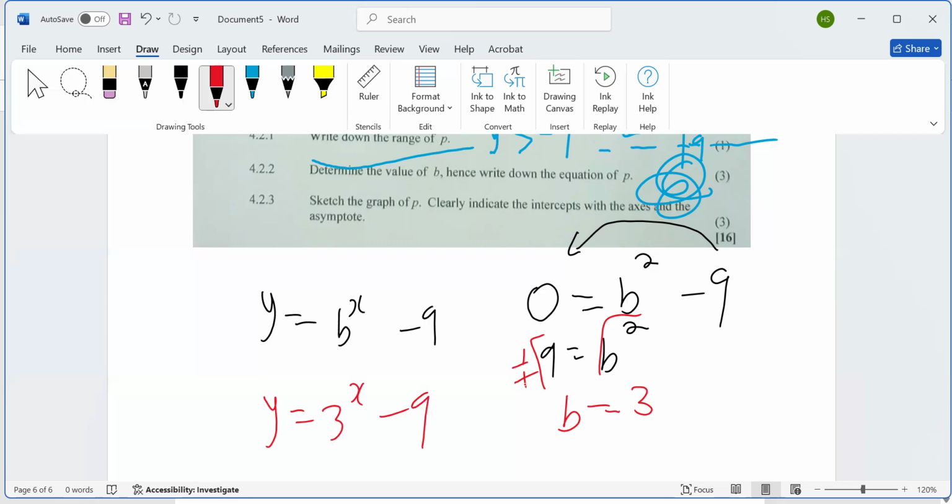Next, they say sketch the graph of p, clearly indicating the x-intercept. You want to indicate the x-intercept and the y-intercept. And then you also want to indicate the asymptote. How is this going to look then? Let's look.